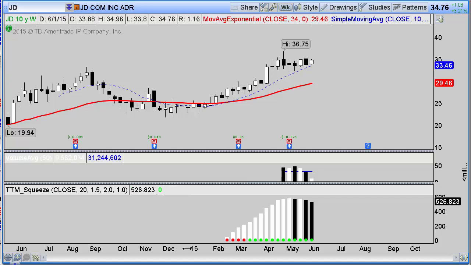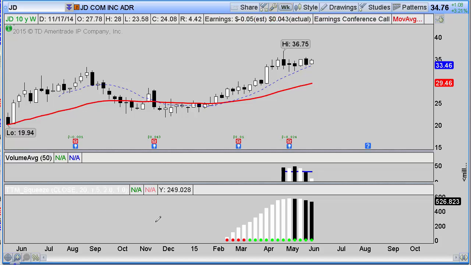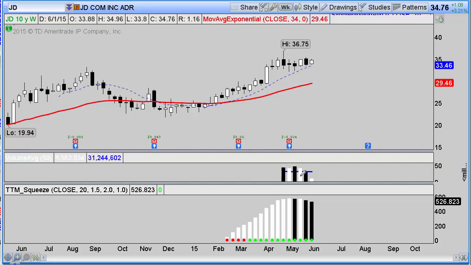If I take a look at the weekly, you'll notice that this part of the squeeze signal back here is blank, and that's normal. You have to have a certain amount of back data before the signal can actually be calculated, so don't feel like there's anything wrong with your platform. That is what you should be seeing, and it's very similar with the volume average.